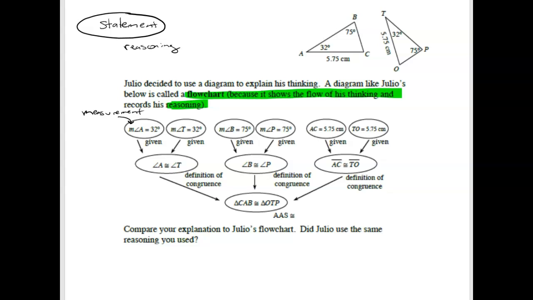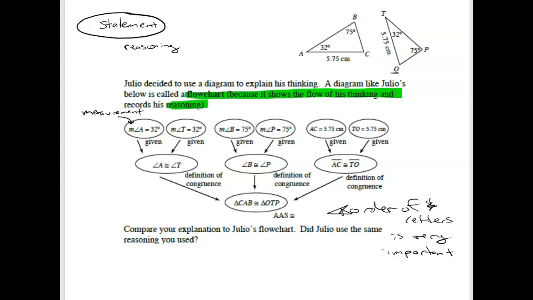The last thing that we are going to say is our final statement that these two triangles are congruent to each other. The triangle, and again, we're saying CAB, so notice that C is going to match up with O. Notice that A matches up with T, and again, we're told that right here, and B and P match up. So the order of the letters is very important.